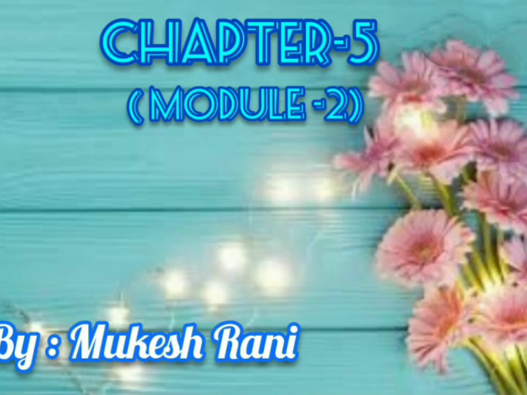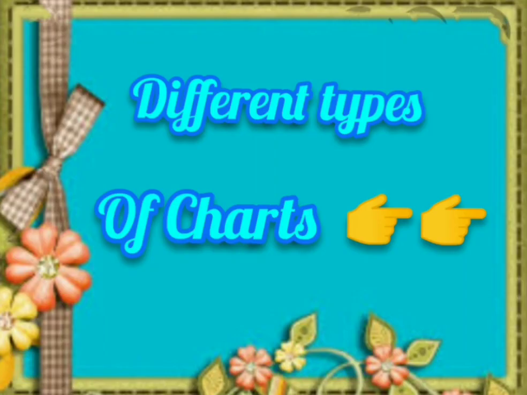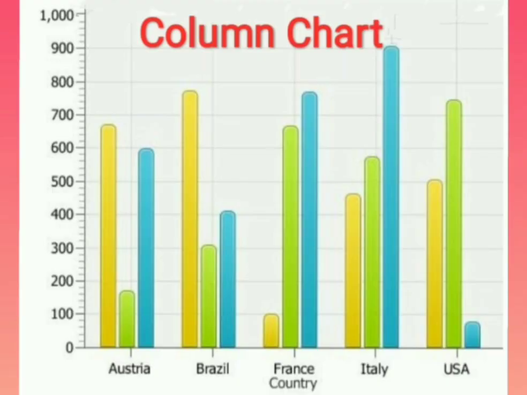Today we will discuss lesson 5 module 2, different types of charts. Different types of charts are available in Calc. Some of the most commonly used charts are: Column. A column chart is the default chart type of LibreOffice Calc. It is a commonly used chart type to display data in the form of vertical bars.